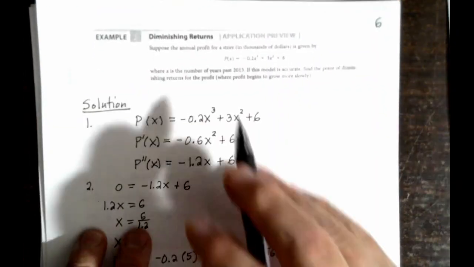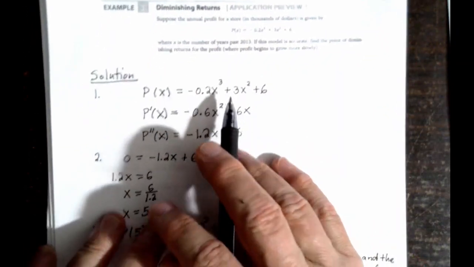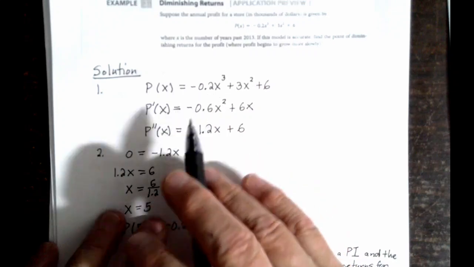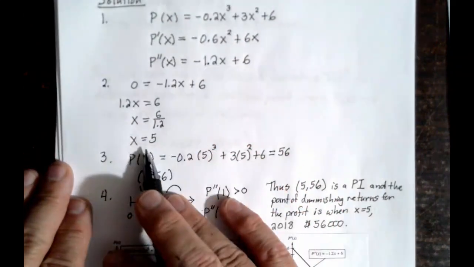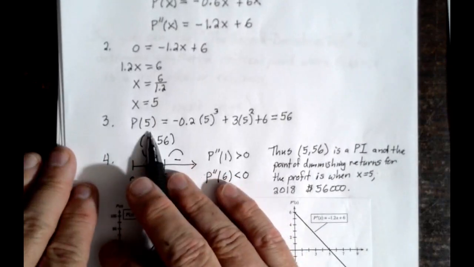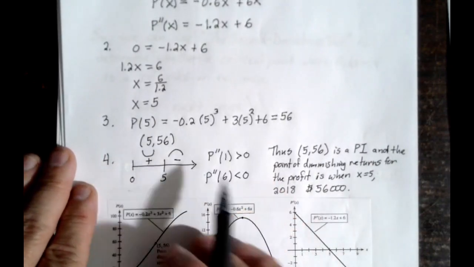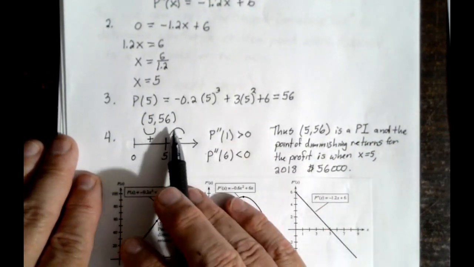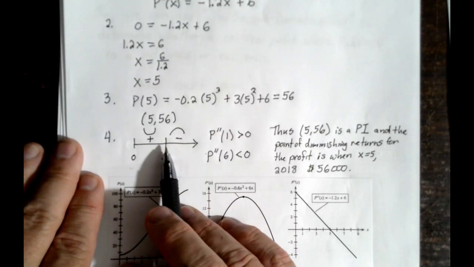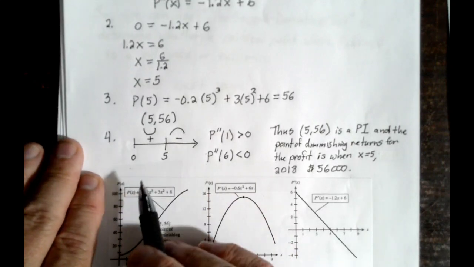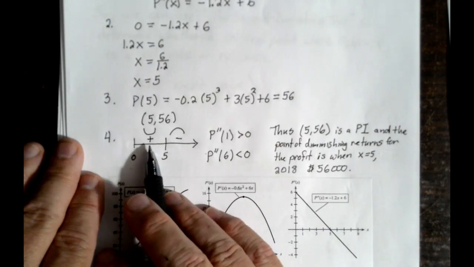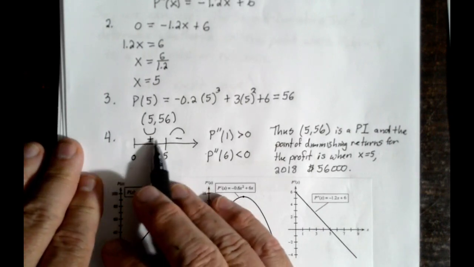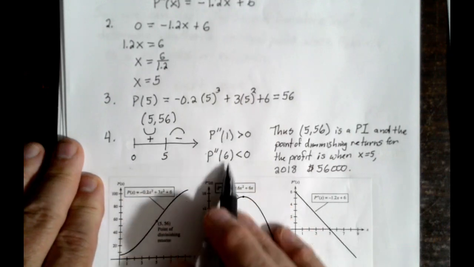Alright, example 3. Suppose the annual profit is given here, where x is the number of years past 2013. Find the point of diminishing return. So you take the second derivative, set it equal to 0, and solve. You get 5. You plug 5 into the original function and you get the y coordinate. So now we're going to check to see if the point (5, 56) is a point of inflection and possible point of diminishing returns. So we check points less than 5 and greater than 5. So we try 1 and 6.